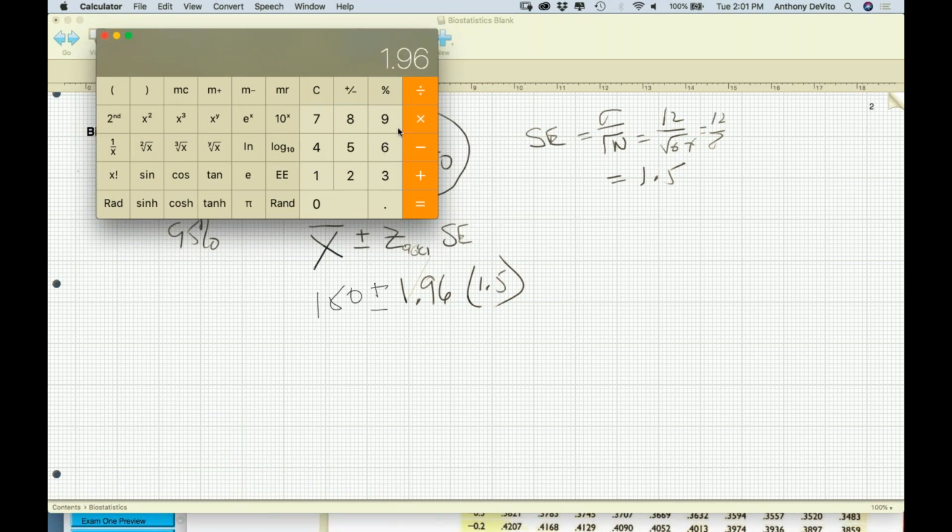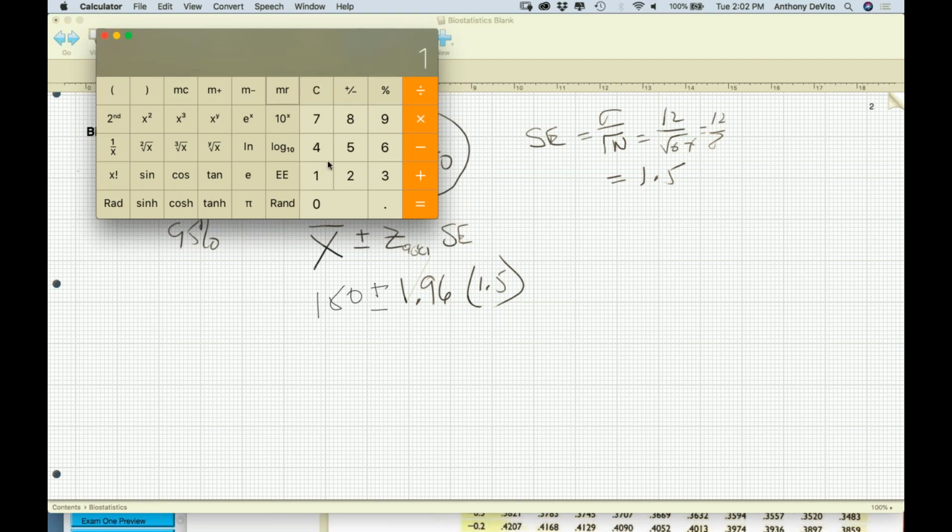1.96 times 1.5. See why I hate it, right? 1.96 times 1.5 is equal to 5.7624. Now, notice I'm going to have to use that twice. I'm going to have to add this to 150, and I'm going to have to subtract it from 160. So I'm going to put it into memory, so I have it available to me. I'll clear it out of there, right? So I'm going to have to use it twice.